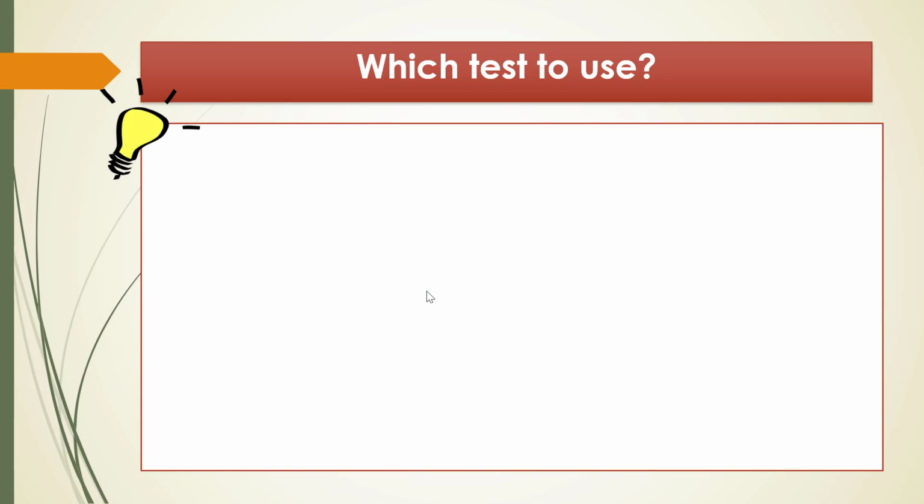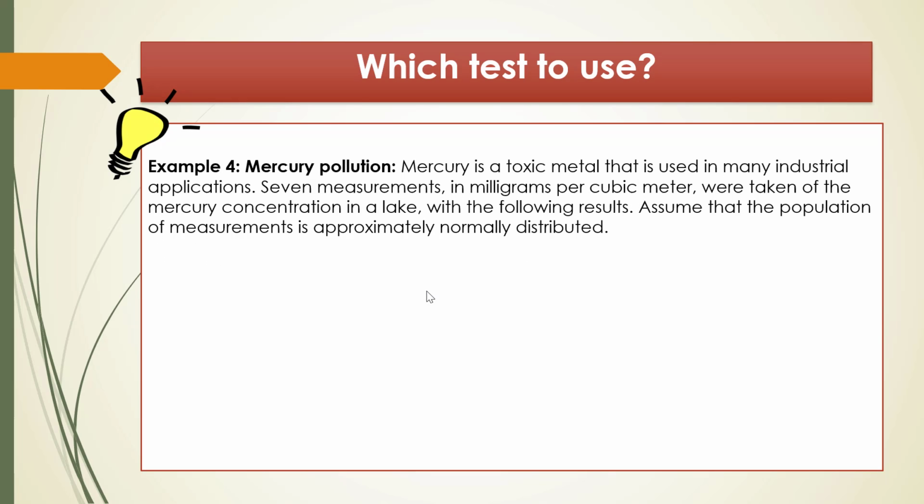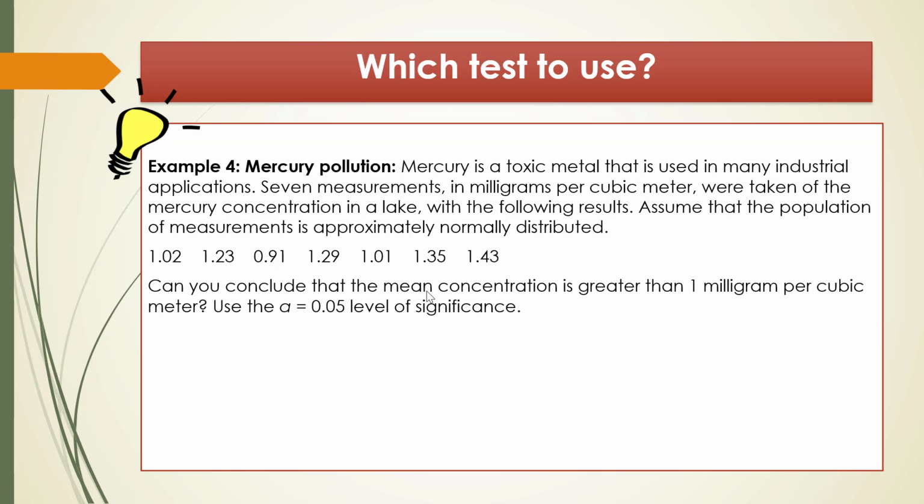Next, example 4, mercury pollution. Mercury is a toxic metal that is used in many industrial applications. 7 measurements in milligrams per cubic meter were taken of the mercury concentration in a lake, with the following result. Assume that the population of measurements is approximately normally distributed. Can you conclude that the mean concentration is greater than 1 milligram per cubic meter? Use alpha level 0.05.